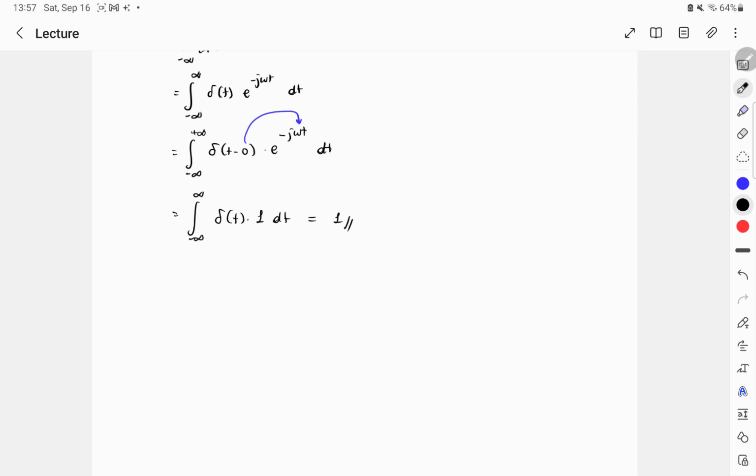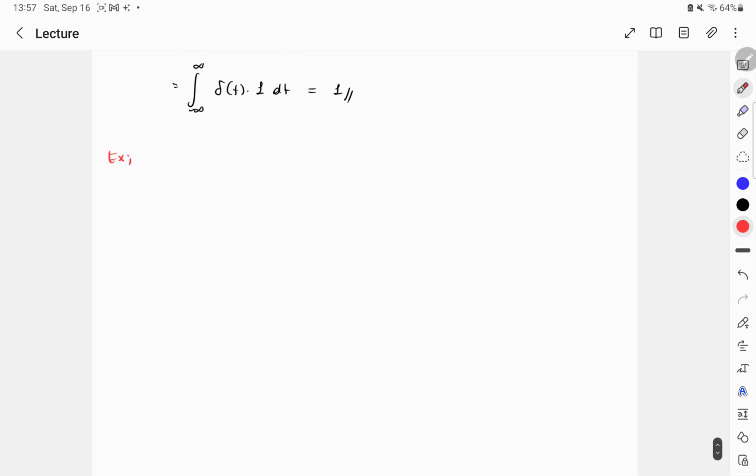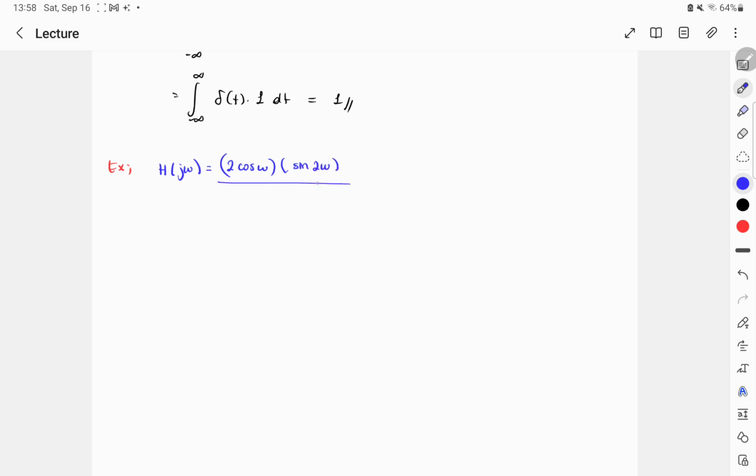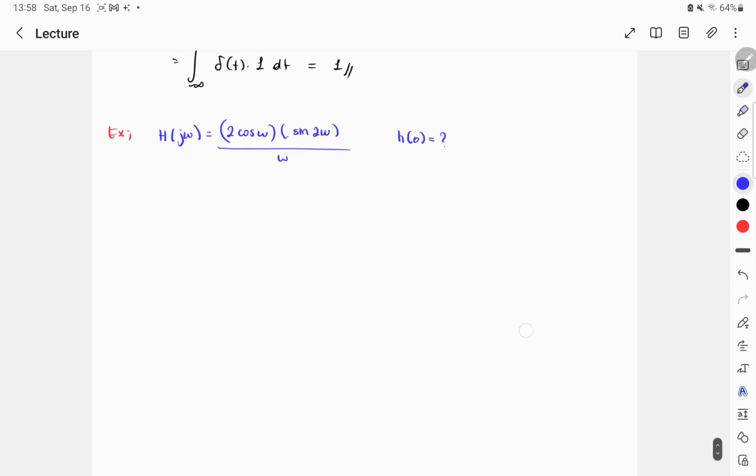Now, let's move on to the next example. We have the Fourier transform this time, and we are asked for the signal itself. The Fourier transform is 2 cosine omega times sine 2 omega over omega. And we are asked to find the function when t takes the value 0.